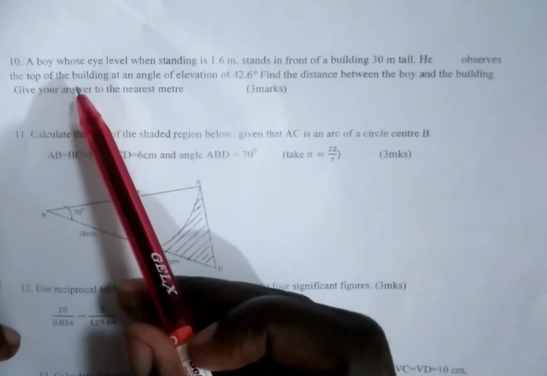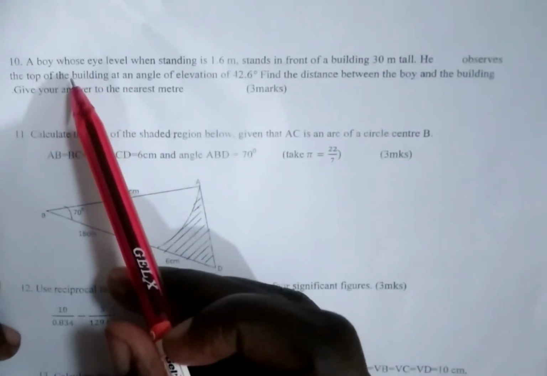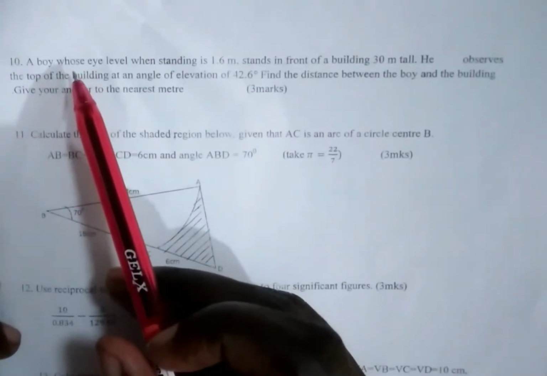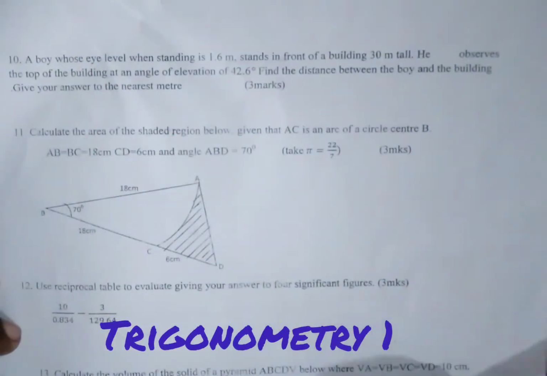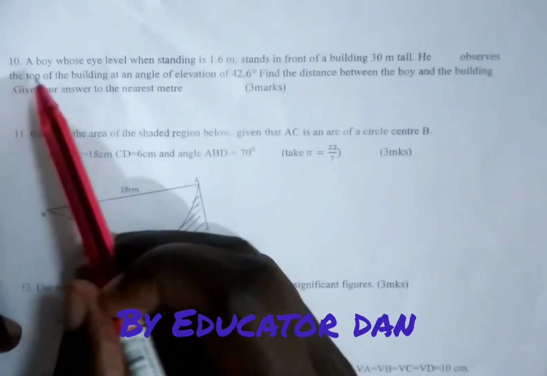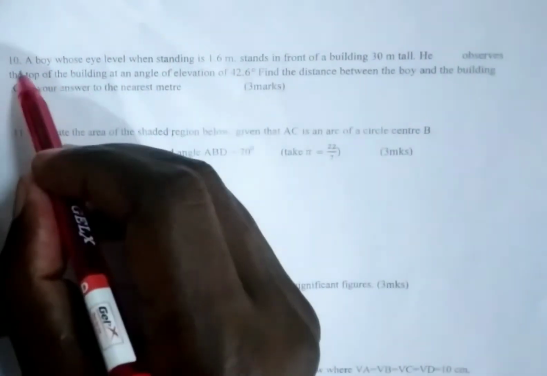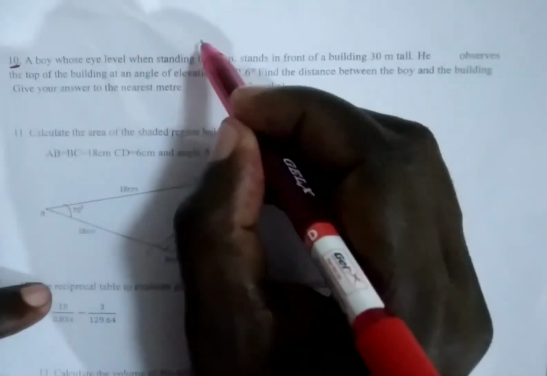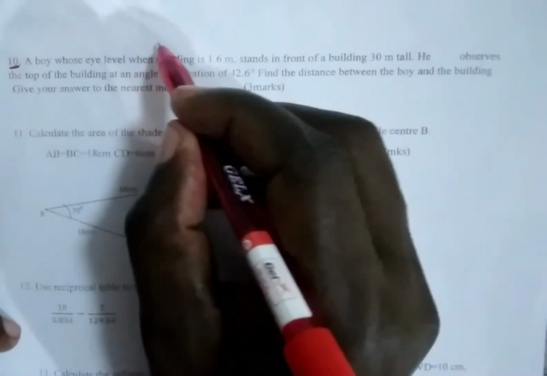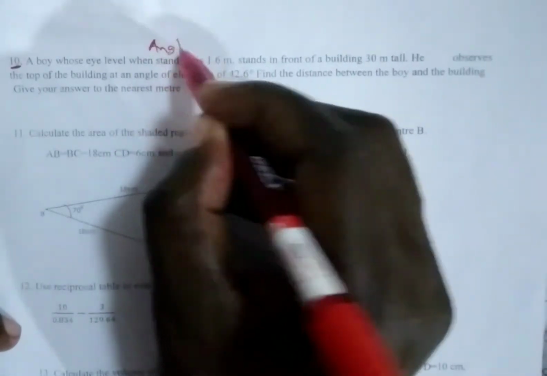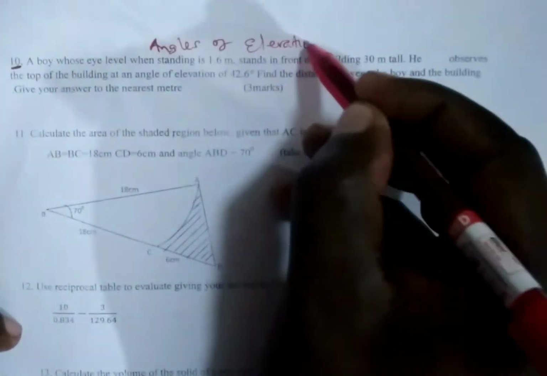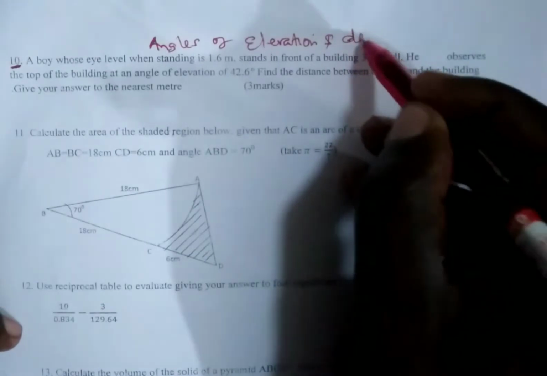We are looking at this maths KCSE revision randomly by picking the questions that give a lot of challenge to the learners. We are going to look at question number 10, and question number 10 is a question that deals with the angles of elevation and depression. That is the angles of elevation and also the angle of depression.